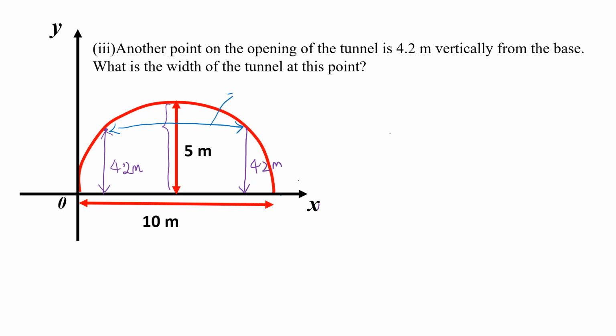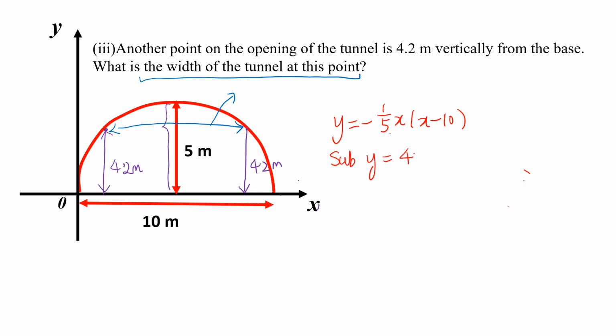This is the distance that the question is interested in. Right, so first things first, let's write down the equation of your quadratic function, which is y equals -1/5 multiplied with x bracket x minus 10. And we're going to substitute y to be 4.2. Let's see what happened.